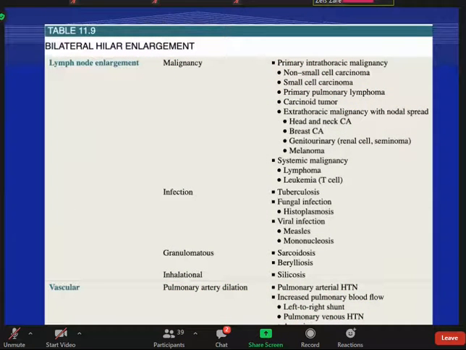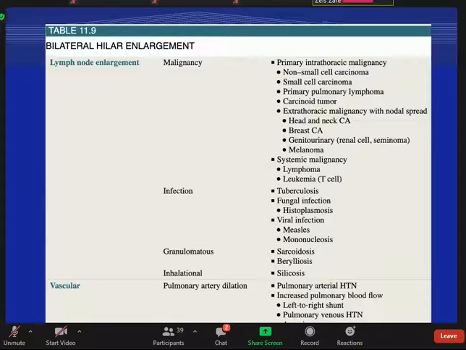Bilateral hilar enlargement is the result of enlargement of hilar lymph nodes or the central pulmonary arteries. Presented in this table are the different etiologies. Can be from malignancies, infections, granulomatous infections such as sarcoidosis, and pulmonary artery dilatation.